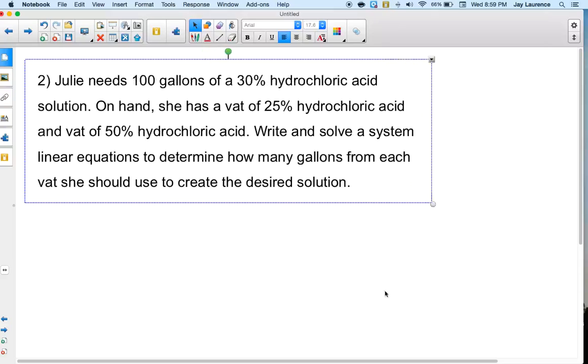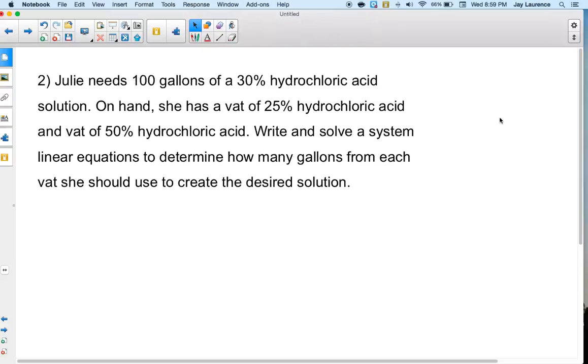Oh, okay, that's a little bit better. So it says Julie needs 100 gallons of a 30% hydrochloric acid solution. On hand, she has a vat of 25% hydrochloric acid and a vat of 50% hydrochloric acid. Write and solve a system of linear equations to determine how many gallons from each vat she should use to create the desired solution. So I'm going to go looking for my variables.